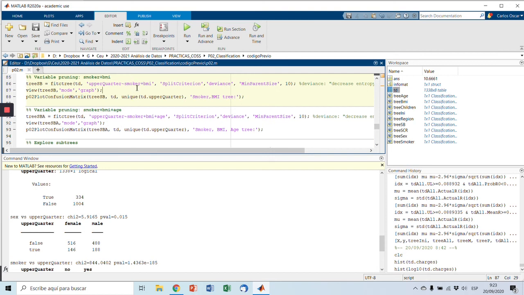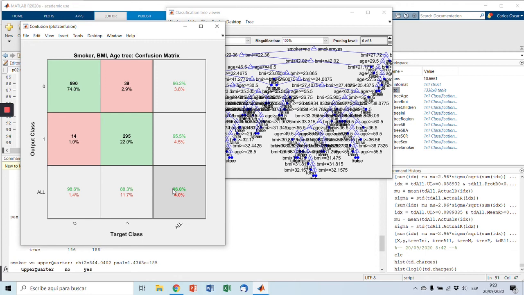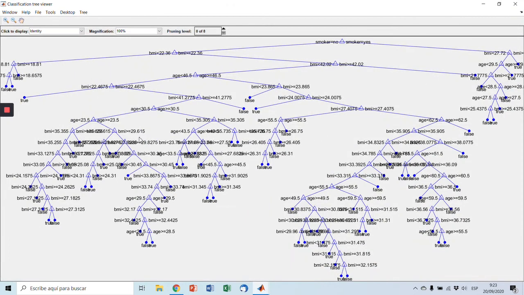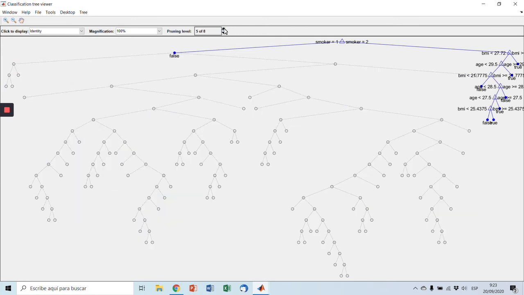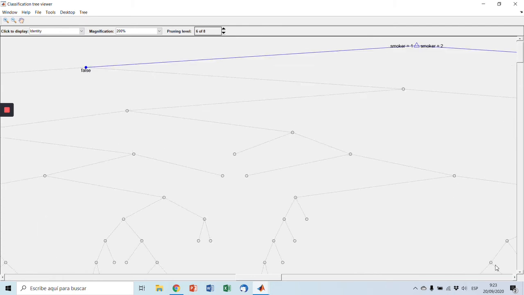So let's add smoker, body mass index, and age, and then let's see. Here we have gone even a little bit further, from 94 to 96, but this 96 is for the full tree, which we know very likely is overfitting. So if we want to refine, then this subgroup is refined using both body mass index and age. And this is not a too complex tree, so we can try to interpret it.